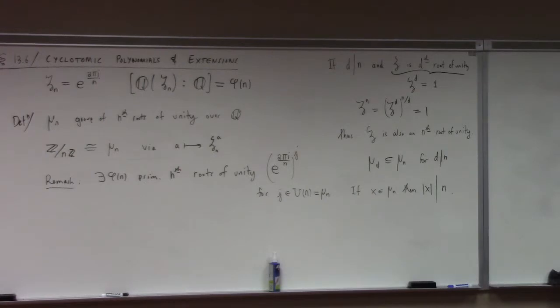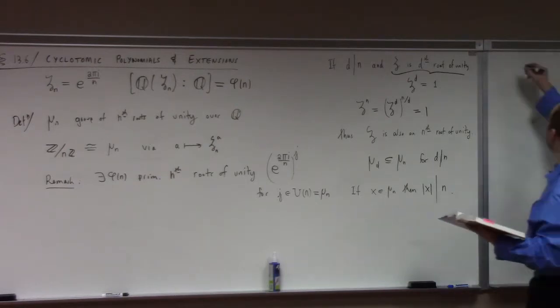What's his point? He says, so that if zeta is any nth root of unity which is also a dth root of unity for some smaller d, then d divides n. I've lost something here. I don't know, he's using d in a very, whatever. Definition.